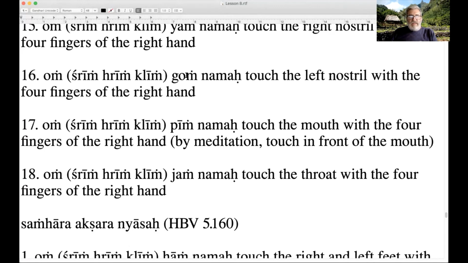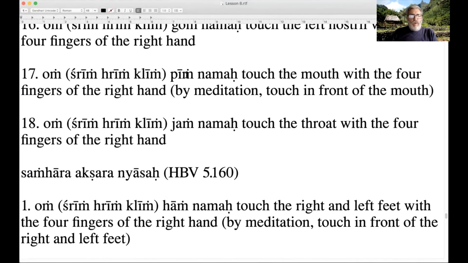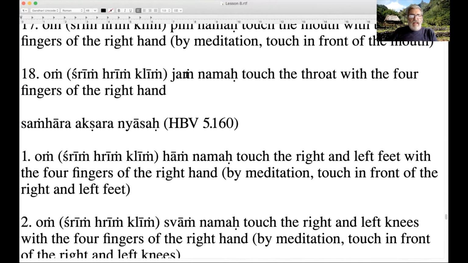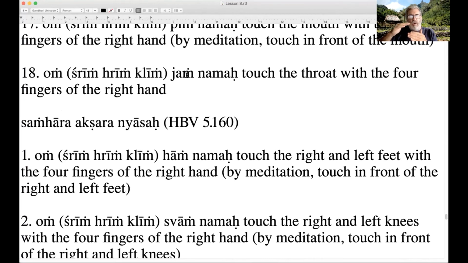Om Pim Namaha, touch the mouth or just in front of the mouth, right, by meditation with the 4 fingers of the right hand. Om Jam Namaha, touch the throat. So we did from the heart down to the feet, and then from the top of the head down to the throat, like that. And that is the Nyasa, right? And accordingly, we changed the order of the syllables in the Gopal Mantra accordingly, right? So it's all based upon the first one, the Akshay Nyasa, or the Nyasa.